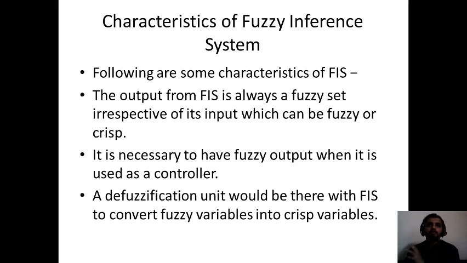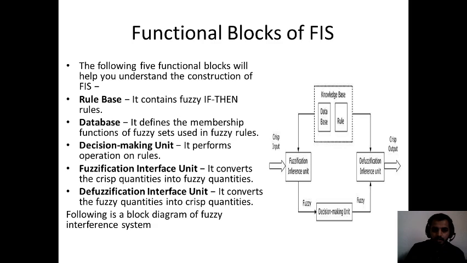To explain, if we are getting a fuzzy set, it should be converted into a crisp set, or if you are getting a fuzzy variable, it should be converted into a crisp variable with the help of a method called defuzzification. I hope you understood what I am trying to say. The next one is the functional block of FIS. We have seen what FIS is all about, then we have seen the characteristics.